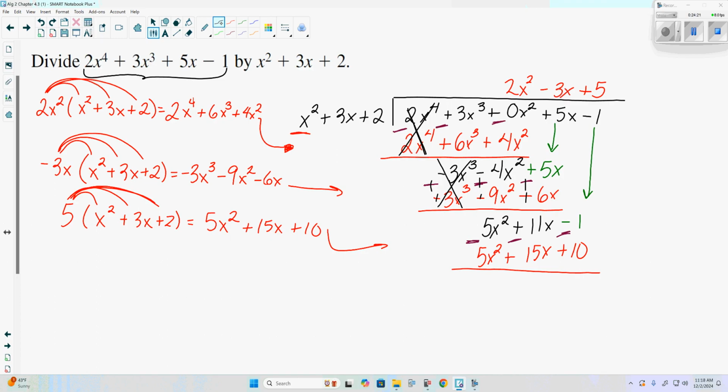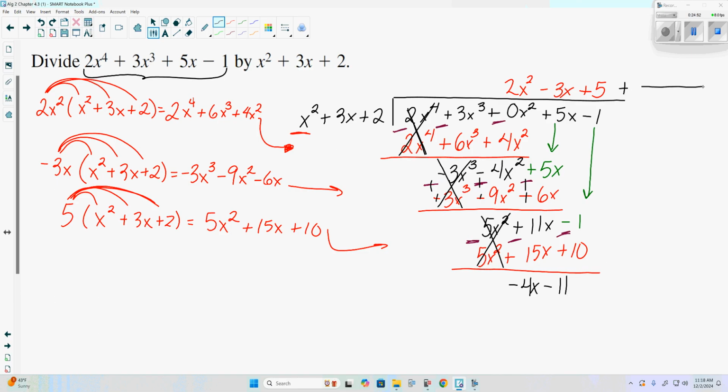And again, we're going to subtract. 5x squared minus 5x squared is 0. It cancels out just like we wanted. We want that first term to cancel. 11x minus 15x is negative 4x. Negative 1 minus 10, negative 11. We don't have another term to bring down, do we? So this is as far as we can take this.